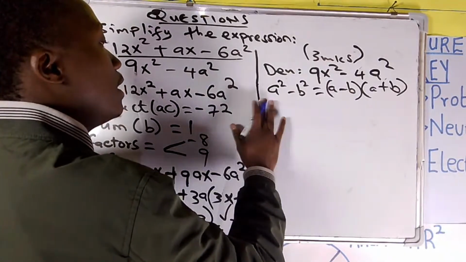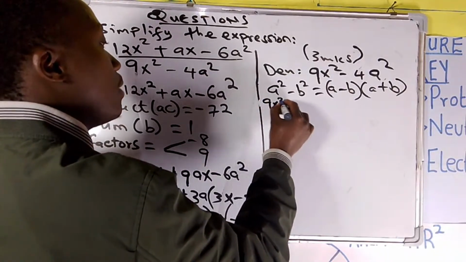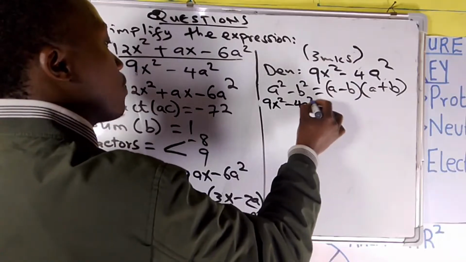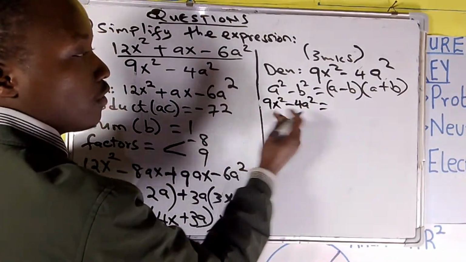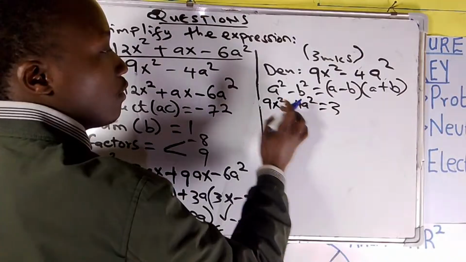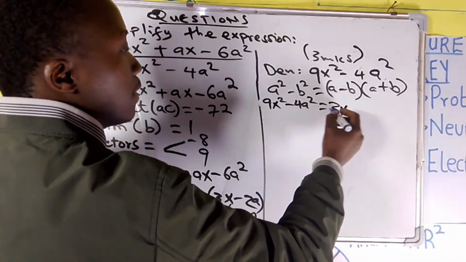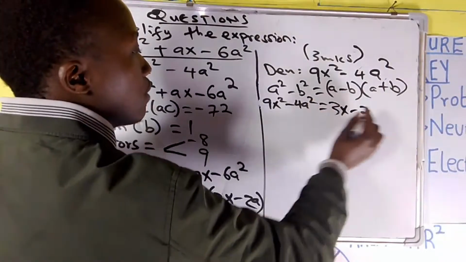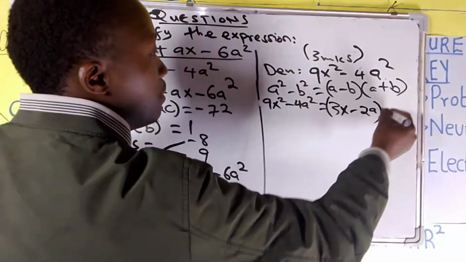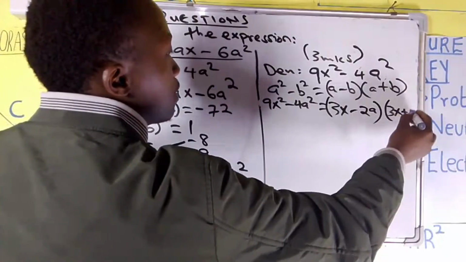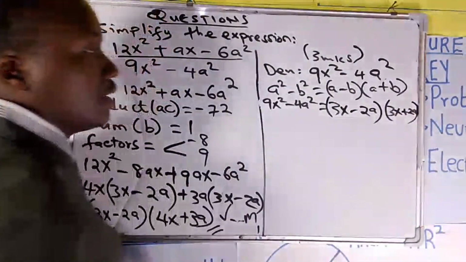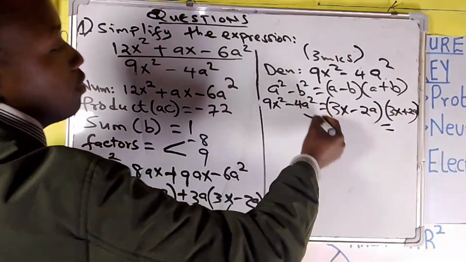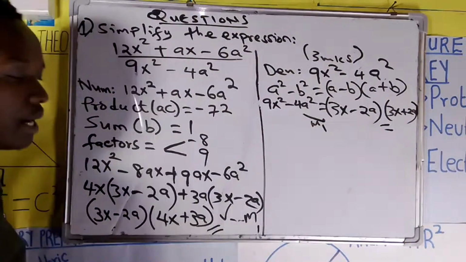So in short, we can write it here and say 9x squared minus 4a squared should give us the square root of 9 is 3, the square root of x squared is x, then minus the square root of 4 is 2, the square root of a squared is a, then we repeat the conjugate, 3x plus 2a. 3x plus 2a, that is going to give us our second mark.